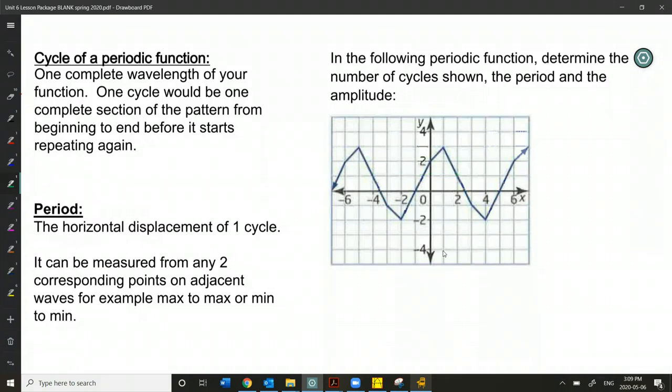Okay, so let's actually take a look at finding how many cycles are here and also the period. So how many full cycles do we see in this periodic function below? If we start all the way at the very left side here, I can see one complete section of the pattern there, and then it starts repeating here. So let's just mark this off. So I think I can actually see two complete cycles, and then I see a little bit of one starting, but we see two full cycles shown.